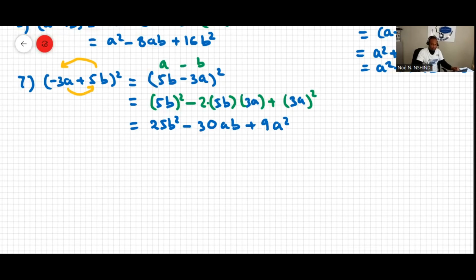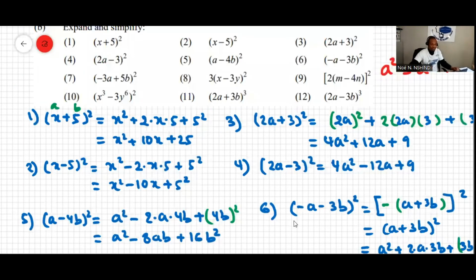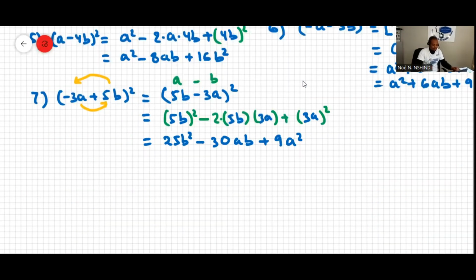That was question 7. Now let's move on. Question 8, 3x minus 3y raised to the power of 2.